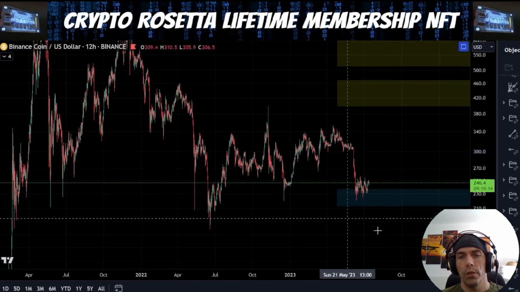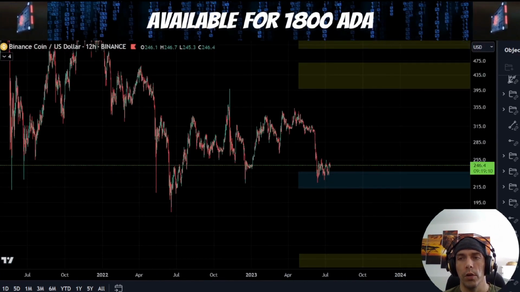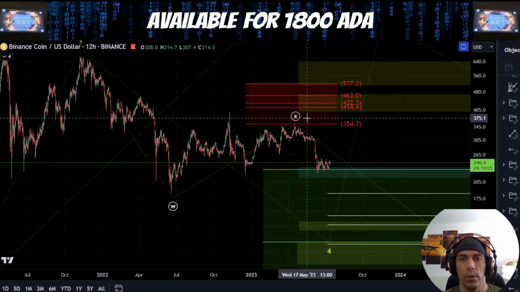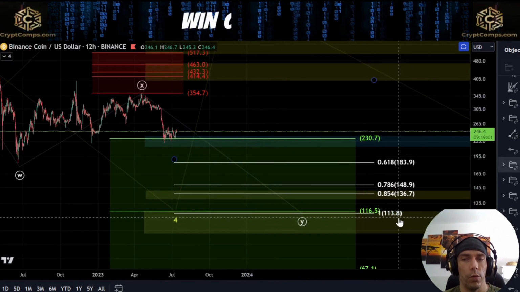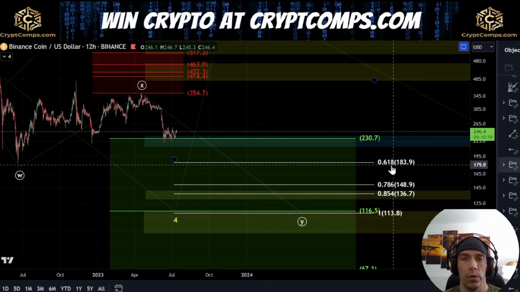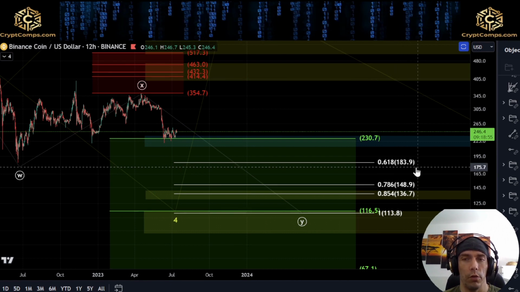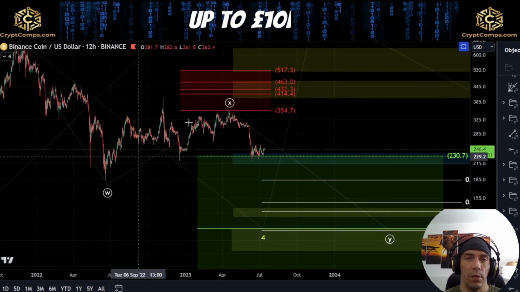Okay, before we actually jump into the lower time frame analysis here, I just want to go over a couple of the ideas that we are looking for. There is still the potential that we could look at this move as a W and X, and we're looking for a Y wave to the downside. 1-to-1 is this 113.8. We have our 0.618, which would be the minimum requirement we'd be looking for, here towards this 183.9. Now, it is possible that this X wave could still be in play here.